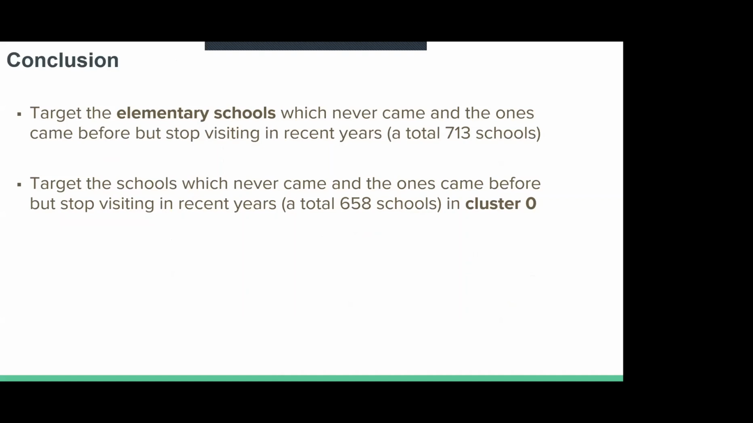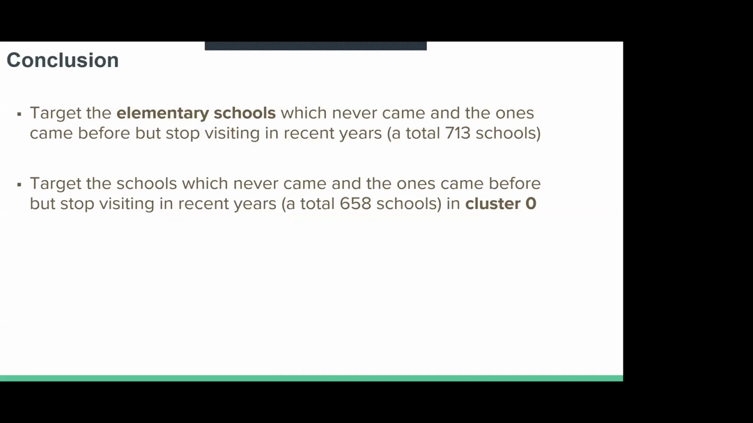So the conclusion, it's also the recommendation for the clients if they want to increase the school visits by spending their marketing resources on the right schools. What are the schools they should target? We can either target the elementary schools. There are 713 of them, including 586 that never came and 127 that came before but not in the recent 3 years. Or we can target the schools in cluster 0.